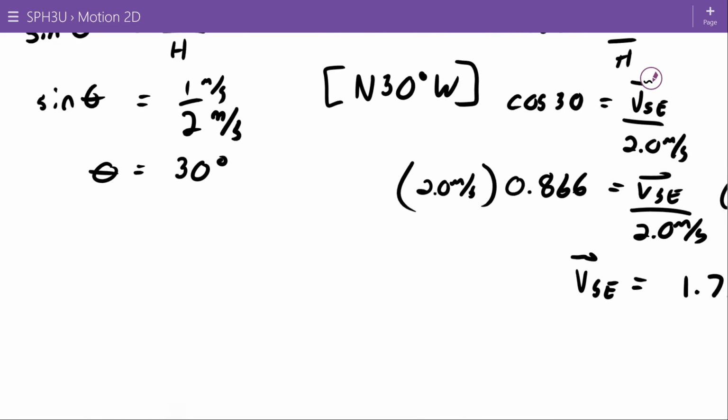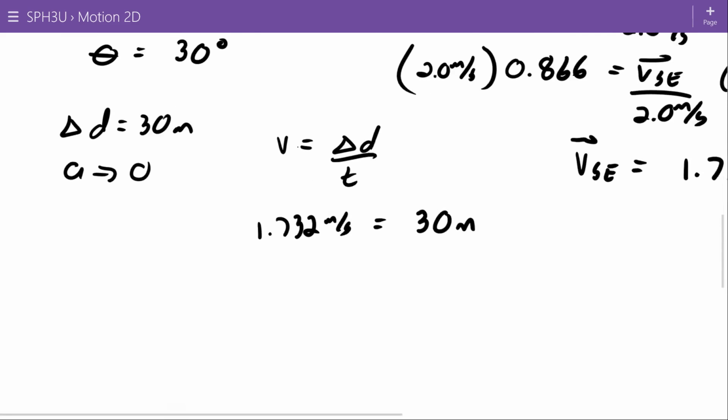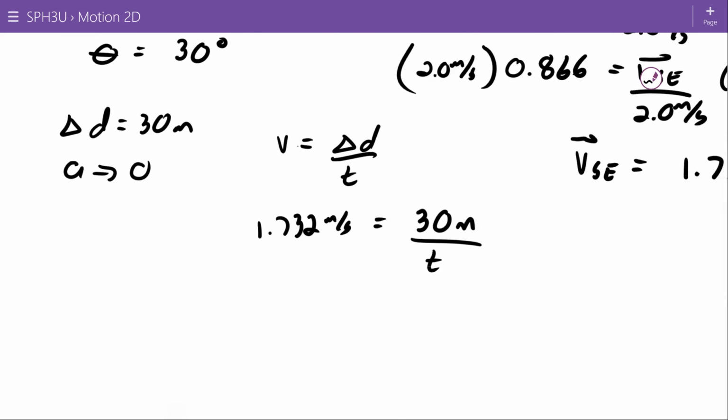Now, if you'll recall, the river was 30 meters wide, and we're going to assume anyways that this is a uniform velocity situation. So V is equal to delta D over T, because the acceleration is 0. So 1.732 meters per second is equal to your delta D, you have to go 30 meters across the river, over T. Again, this is one of those situations with the variable on the bottom, so we multiply both sides by the variable. Assuming T isn't equal to 0, if T equals 0, then that'll screw this up, but it's not, so it's okay.